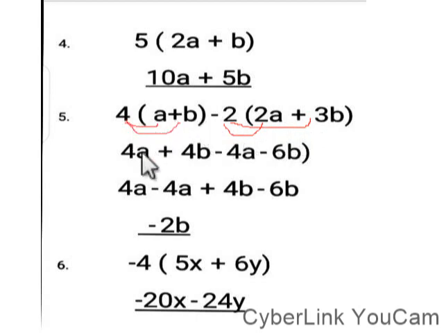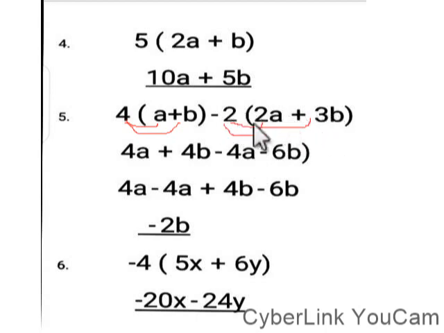4 times a will give us 4a. 4 times plus b will give us plus 4b. Then we move to the second bracket. Minus 2 times 2a will give us minus 4a, because 2 times 2 is 4. I hope you know that. Then minus 2 times plus 3b.